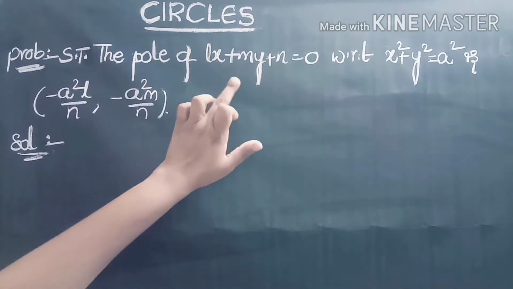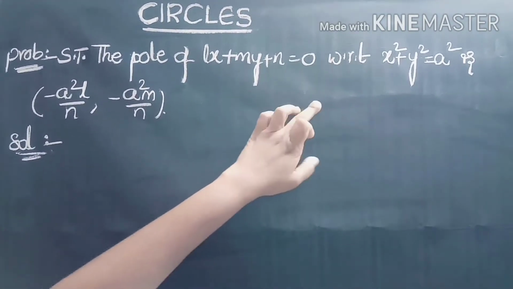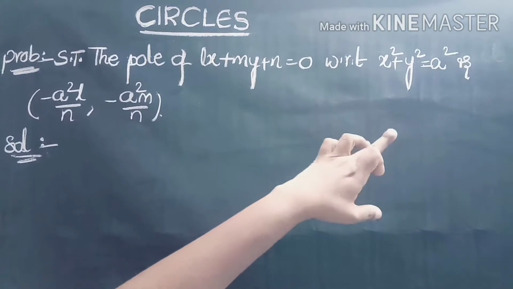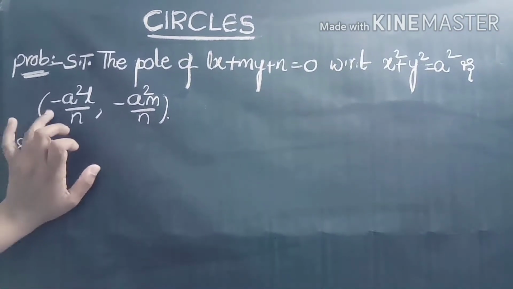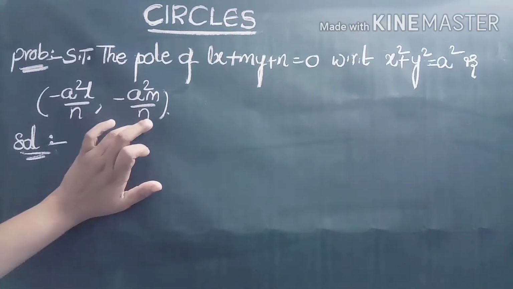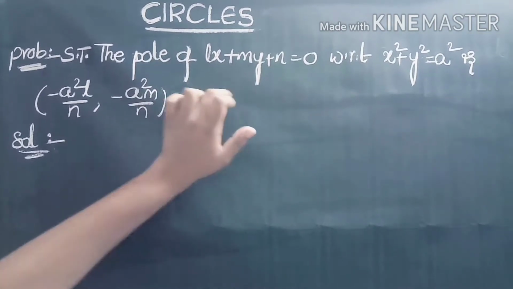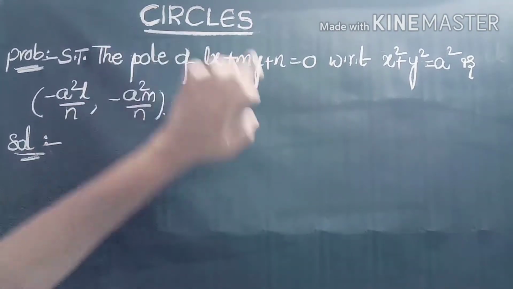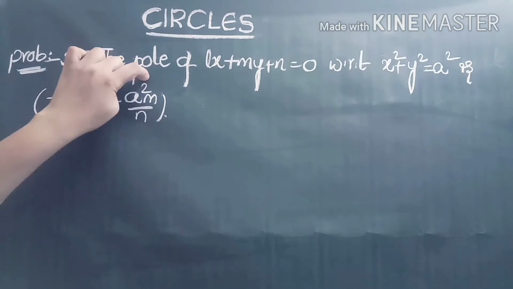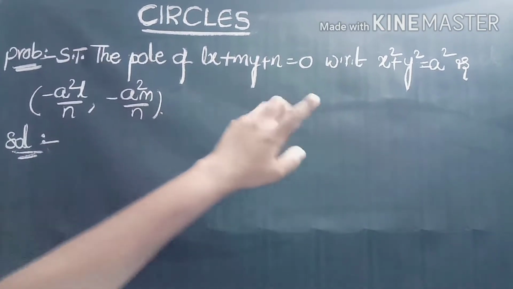Find the pole of the line Lx + My + N = 0 with respect to the circle x² + y² = a². Show that the pole is (-a²L/N, -a²M/N). Now we want to find the pole of the line, pole of the point (x1, y1).